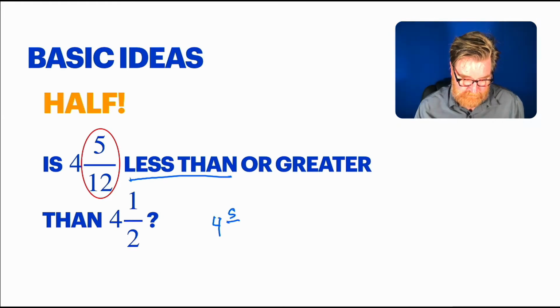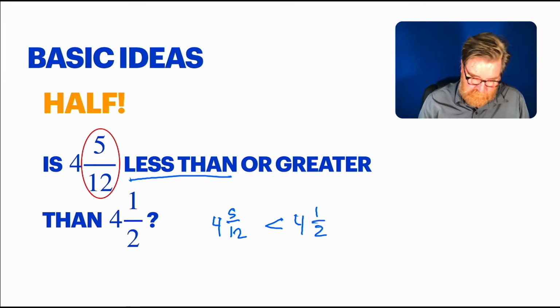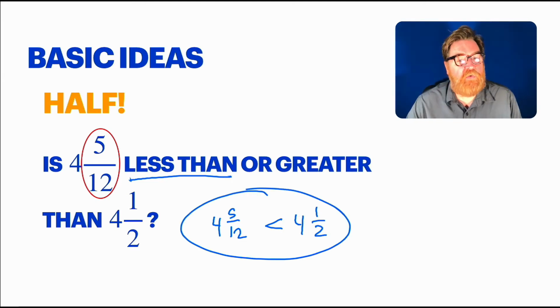In other words, there we go. 4 and 5/12 is definitely less than 4.5. Good.